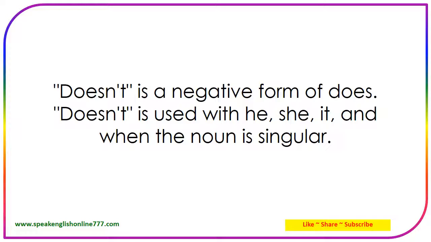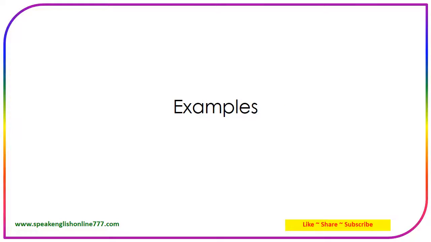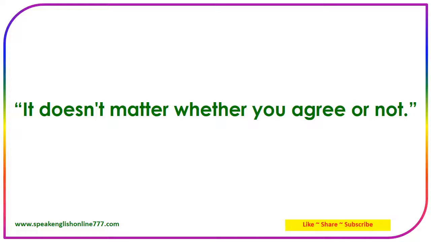Doesn't is a negative form of does. Doesn't is used with he, she, it, and when the noun is singular. Examples: it doesn't matter whether you agree or not.